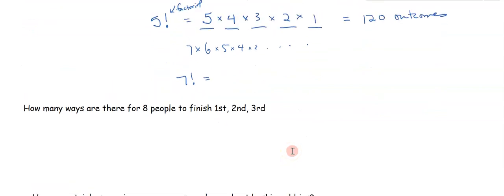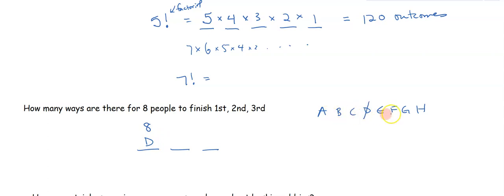How many ways are there for 8 people to finish first, second, and third? So there's 8 different people. We'll call them person A, B, C, D, E, F, G, H. Is that 8? 1, 2, 3, 4, 5, 6, 7, 8. That is. So how many options do we have to finish first? Well, we have 8 different people. A could finish first, B, etc. So let's pretend D finished first. So there's 8 options. But let's pretend it was D.